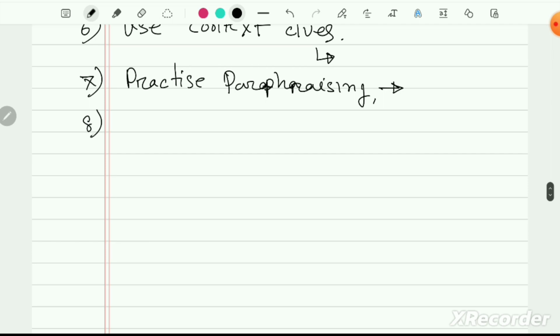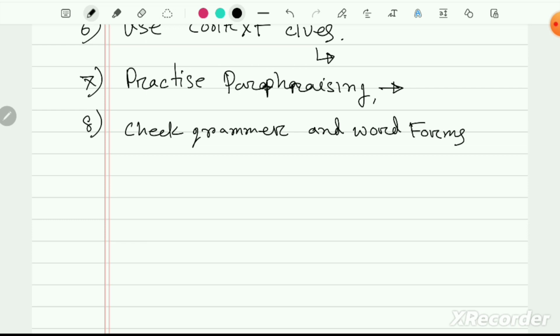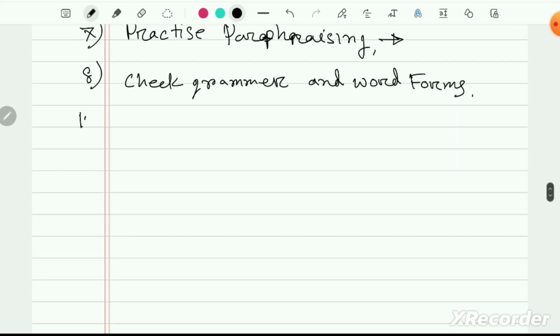Number 8, check grammar. This is actually a very common suggestion. Checking grammar and word forms is very important. Pay attention to grammar, tense and word forms in the passage and in your answer. Sometimes changing a word's form is necessary. Okay, let's move on to our next point.